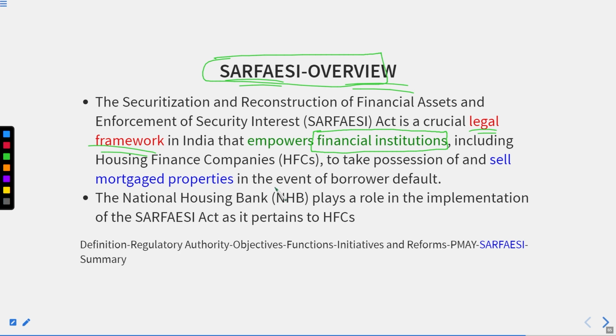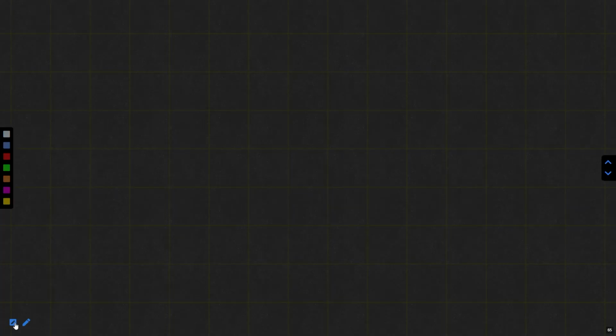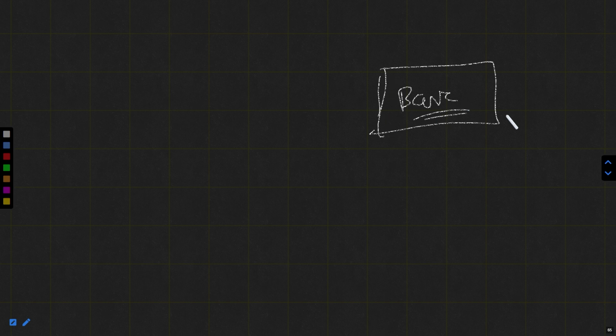event of borrower default. Let me tell you one thing which I had also told you in previous lectures, but here I am going to revise it. Suppose this is the bank. The bank has two primary objectives. What are these? First objective is accepting deposits.